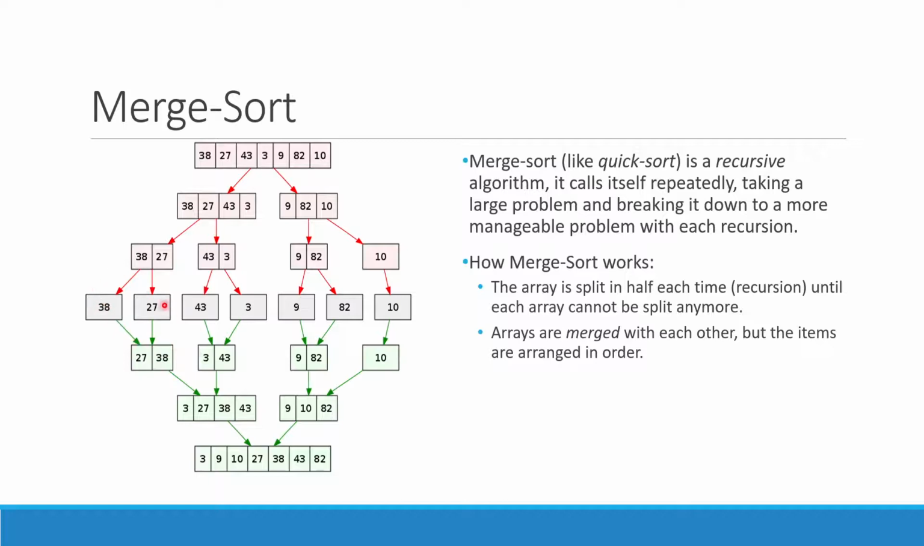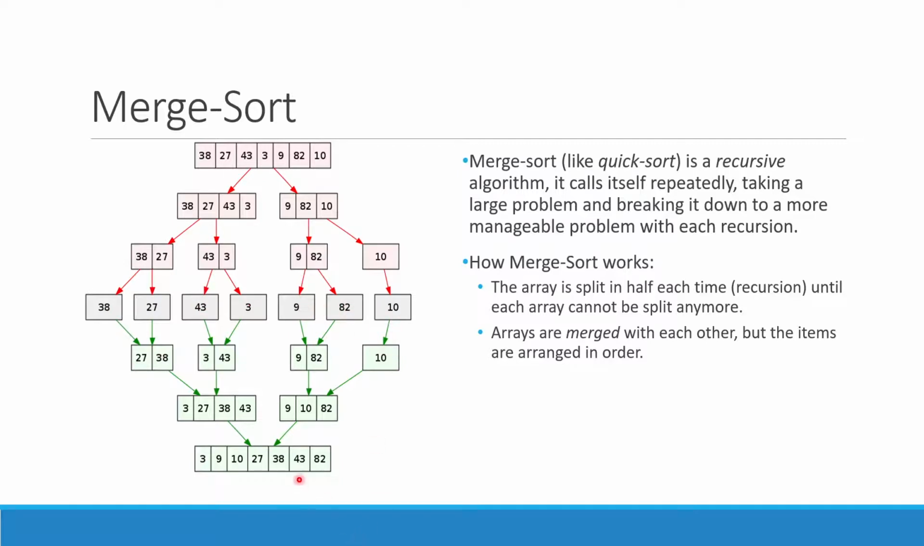It looks at the first element. It selects the lowest between the two first elements, and then it takes the lowest element and makes it the lowest element of the combined array. So it takes 27 first, and then after that, only 38 is left, so 38 is added next. Same thing goes with 43 and 3, 9 and 82, and 10.